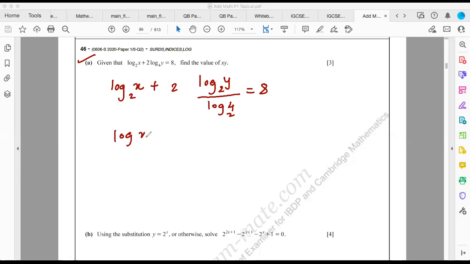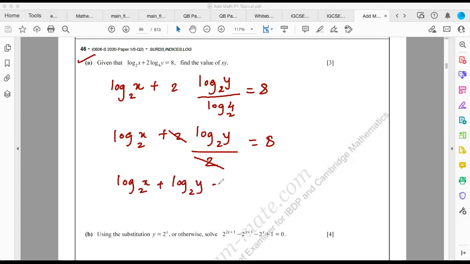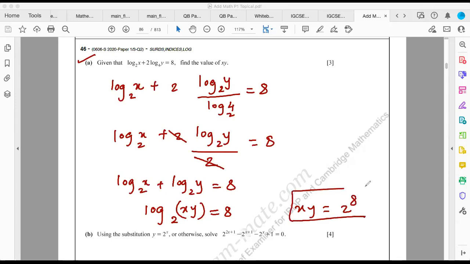So log x to the base 2 plus 2 log y to the base 2 over log 4 to the base 2, which is nothing but 2. So this 2 and 2 get cancelled, equals 8. So we get log x to the base 2 plus log y to the base 2 equals 8. So this is going to become log xy to the base 2, using the product property in reverse, equals 8. So xy is going to be 2 to the power 8, and that's the answer for the first part.